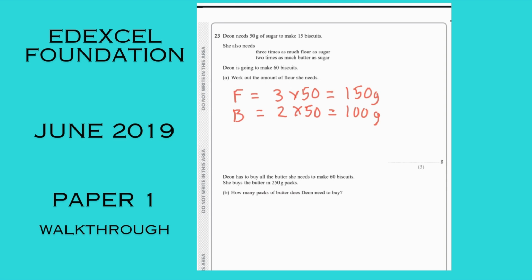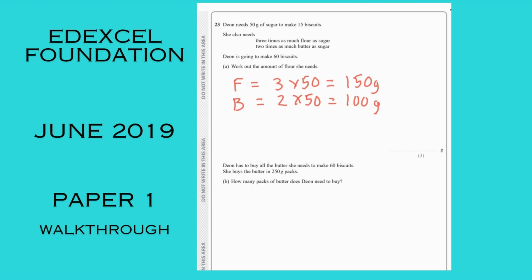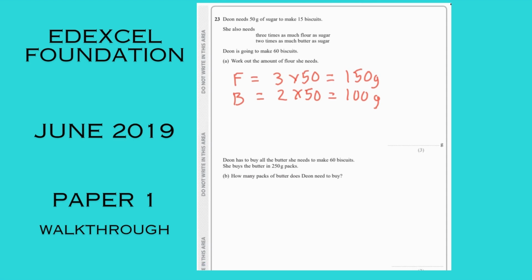Now, when I actually read the question, it doesn't say that I actually need to know about the butter. That's for later, but it doesn't matter where you do it, as long as you do it. So for part A, how much flour does she need? Well, as you can see, folks, it's 4 times as much. So we need to multiply 150 by 4 to give us 600 grams.